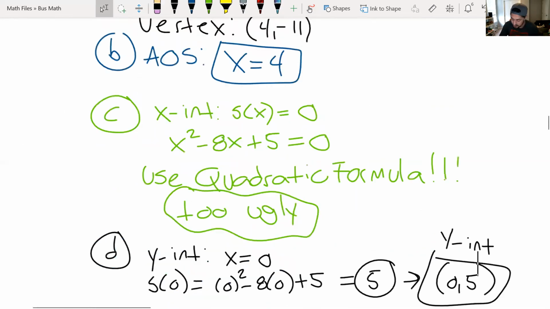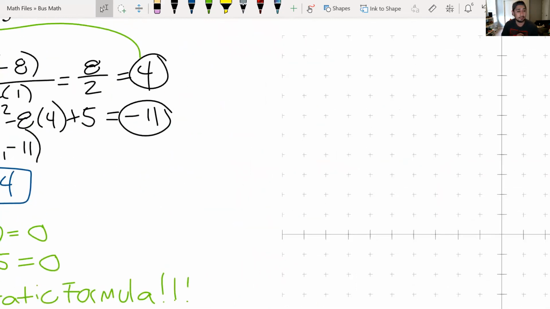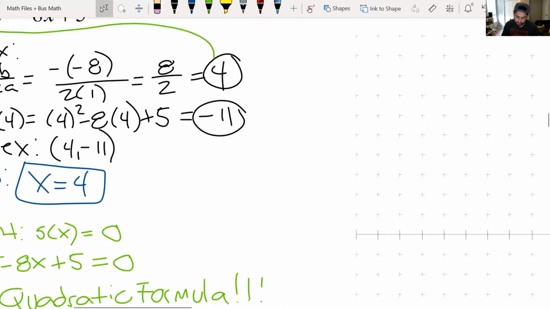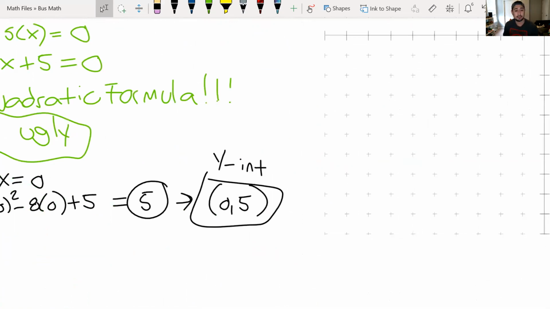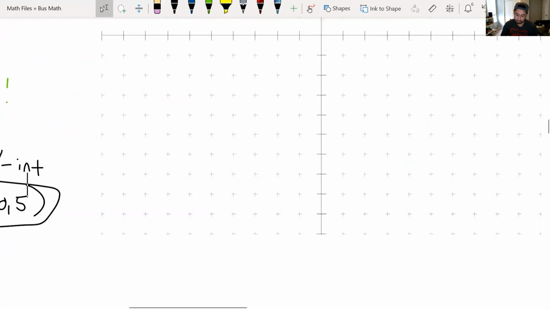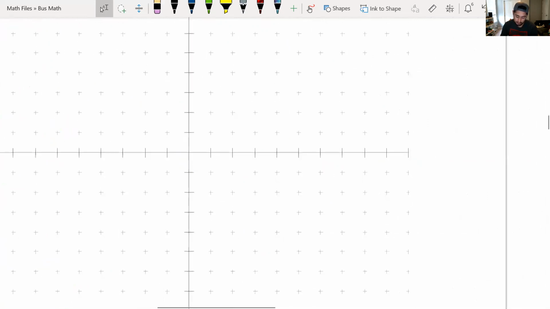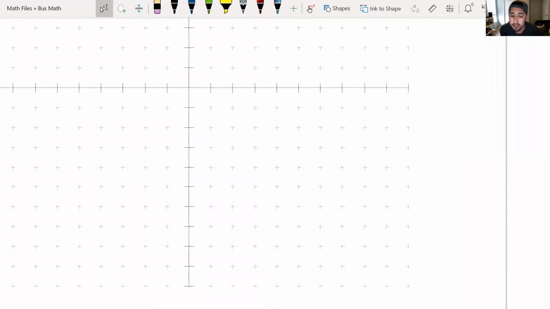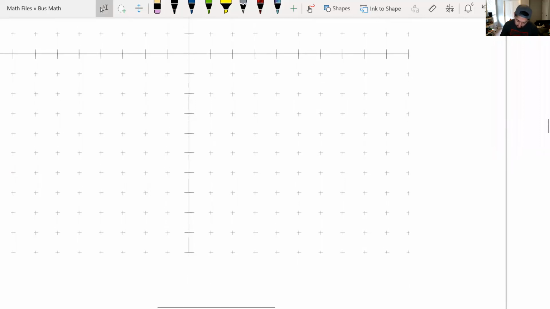Last step is y-intercept. Next step is graph. So look at my vertex, 4, -11. Axis of symmetry is 4. We're not going to care about x-intercepts right now. And y-intercept is 0, 5. Okay. So let's do it. 4, -11. We don't go to -11, but we can just go that extra step out, right? Down here. There's -11.